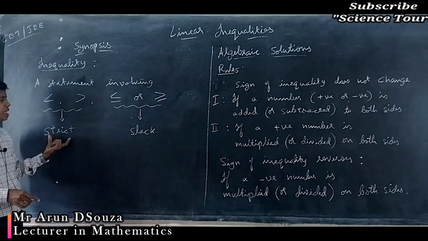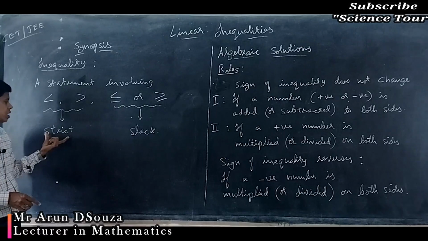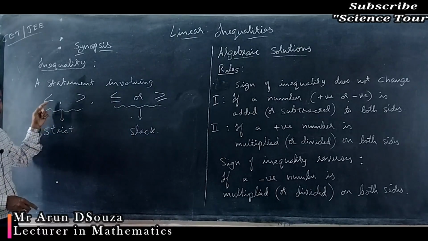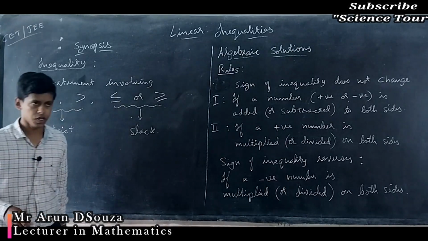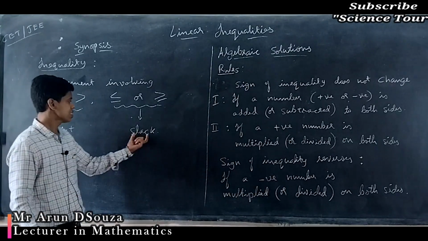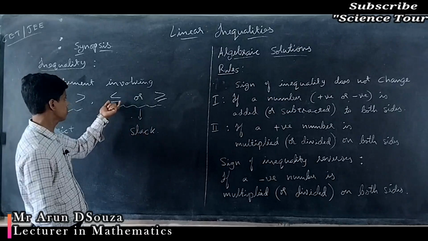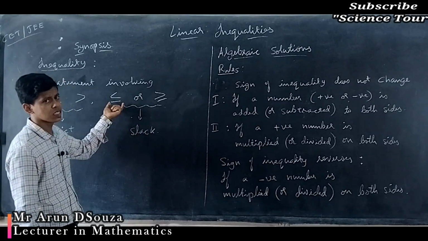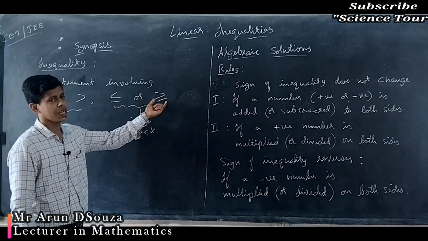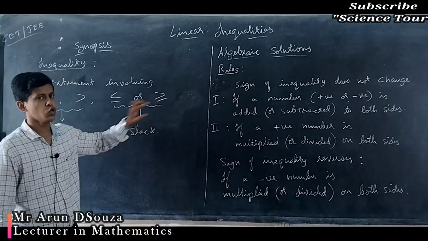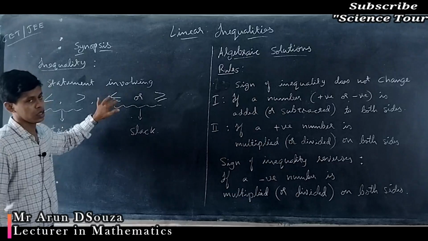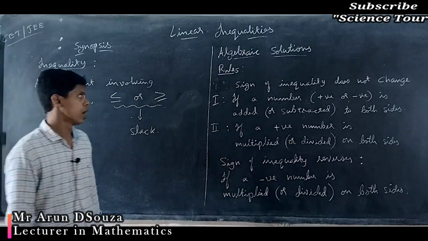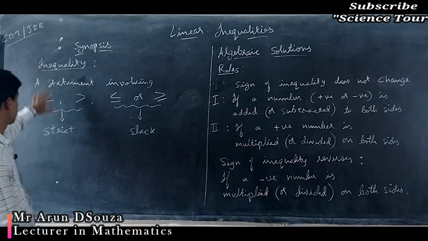One is strict inequality. What do you mean by strict inequality? You have either less than or greater than. You don't have the equal sign. Next, what is a slack inequality? Slack inequality is if you have the equal sign: less than or equal, or greater than or equal. So there are two options, either greater or equal, or less or equal. So that is the categorization of inequalities.